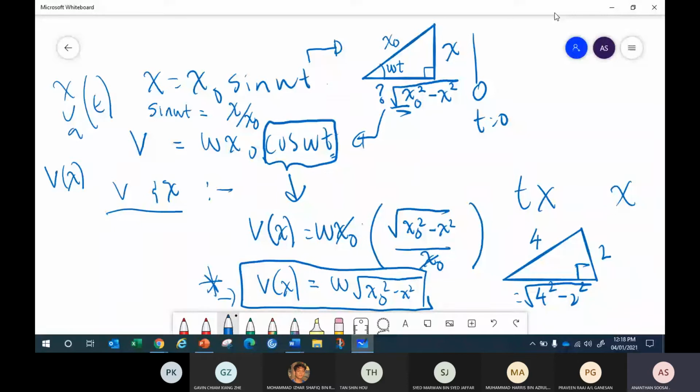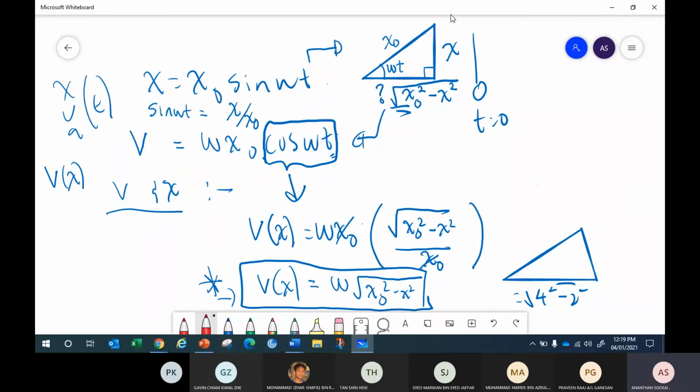Okay. So this formula, how do you derive? This formula is derived by using the first version of displacement. We draw the triangle for the sine. Sine is x over x naught, so you put x and x naught. So you find the adjacent by using the hypotenuse and the opposite. Then we find cos omega t from the triangle. Then we get the Vx formula. Okay, let's proceed from here.